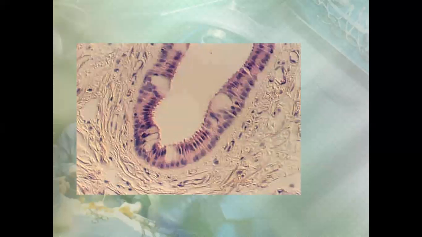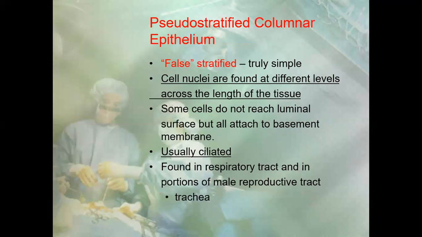Here's a picture of a stratified columnar. Again, I'm not going to have you identify these on the test as far as pictures, and this one's super rare. Then we have our little cheeky monkey. He's the one that wants you to think that he's stratified, but he's not. He is known as the pseudo-stratified.